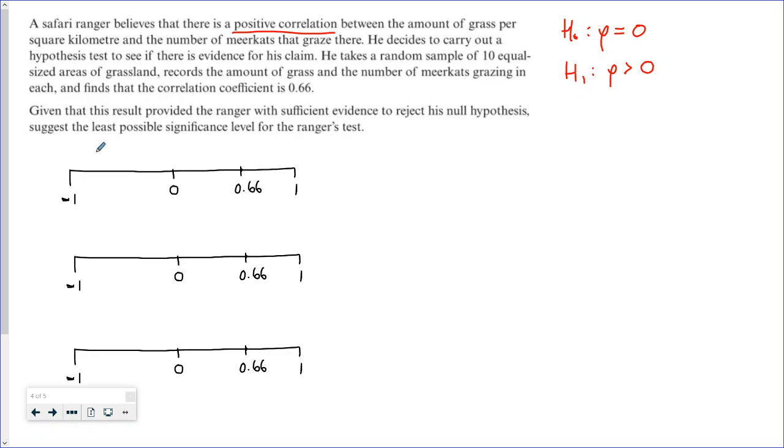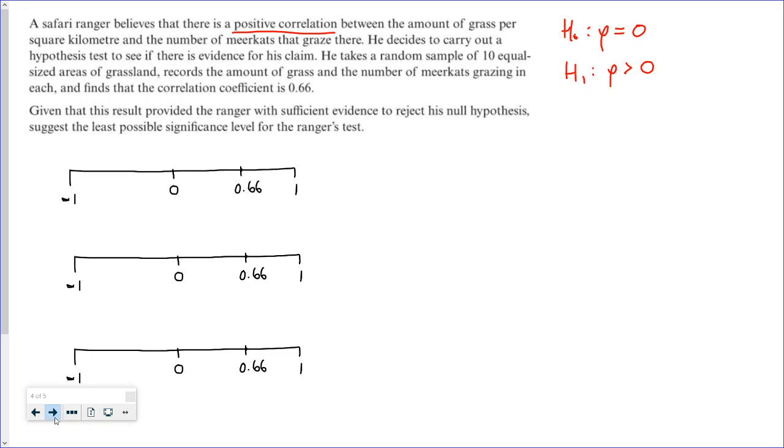So let's think about our correlation coefficient scale. This is our value of R, the sample correlation coefficient, and it looks like it's quite close to 1. And remember, the closer we are to 1, the more likely we are to be able to reject H0 and say that the correlation coefficient is actually greater than 0, it's actually positive.